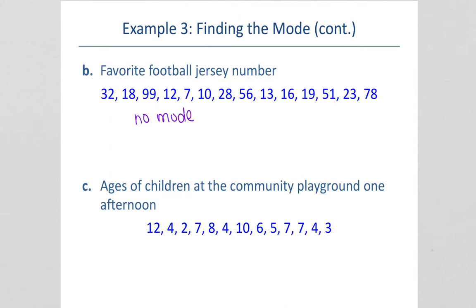Ages of children at the community playground one afternoon. Let's see. Here's a 4 used 3 times. And 7 is also used 3 times. So the modes are 4 and 7. So we would say that this is bimodal because there are 2 modes.